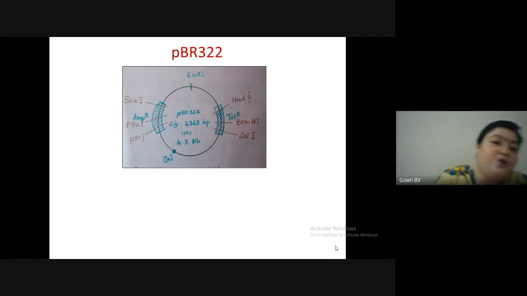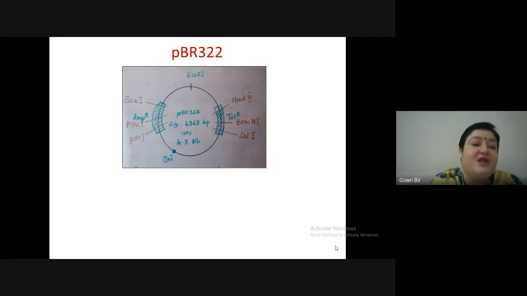So if you look into this diagram, this is the structure of pBR322, which is an artificially constructed cloning vector. The size of pBR322 is 4363 base pairs or 4.3 kilobase. It has an origin of replication to autonomously replicate. It has two resistance genes as the selectable marker, the ampicillin resistance and tetracycline resistance genes.